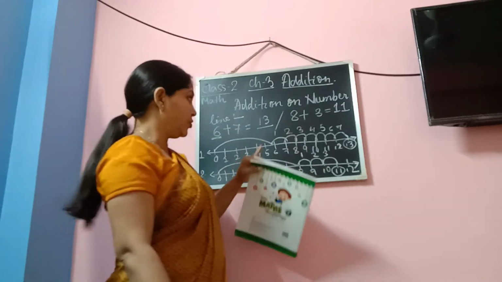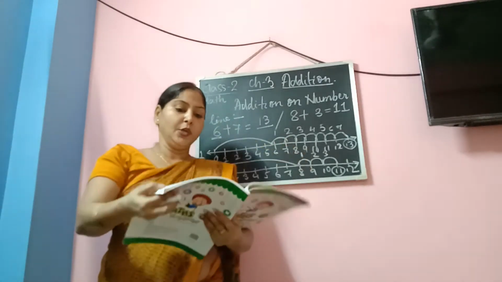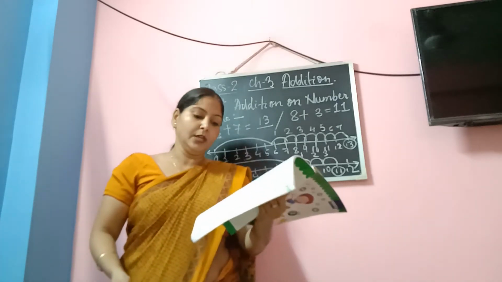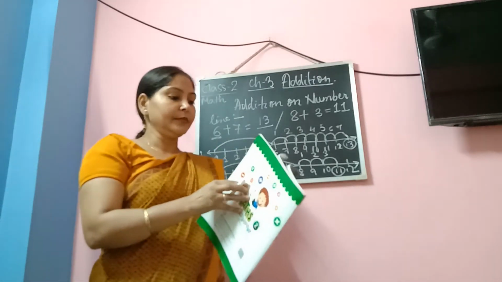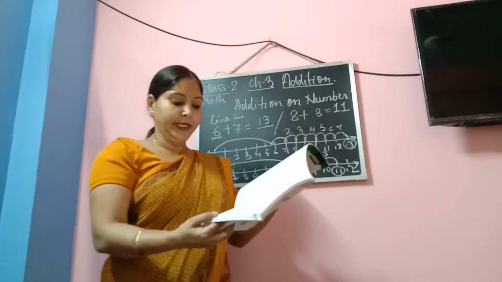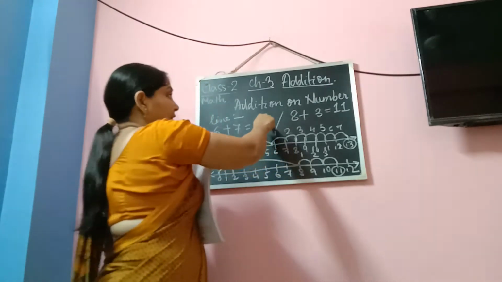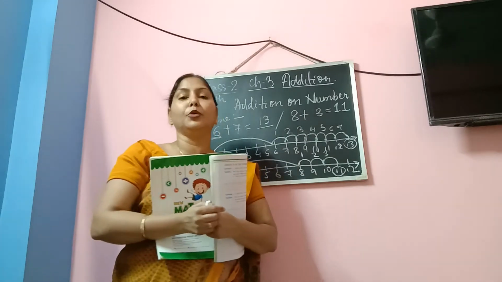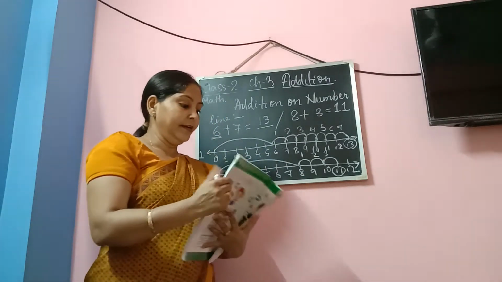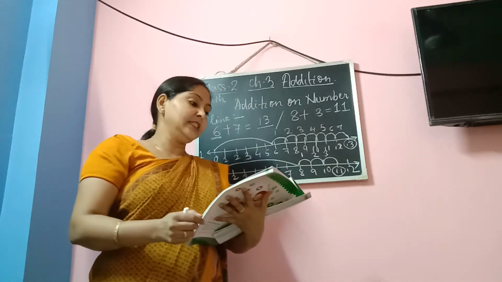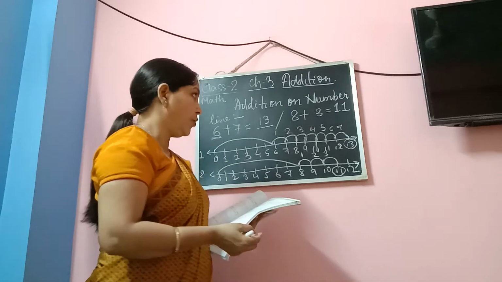Alright. So these two examples you are going to copy in your copy, and related to this you have a few questions given in your book, that is page number 41. You will be doing this in the book itself. You don't have to do it in the copy. But the two examples which I have explained on the board, you have to copy in your maths copy. And on page number 41, find the sum on the number line. That will be your homework.